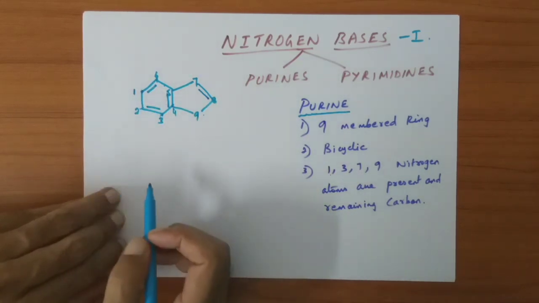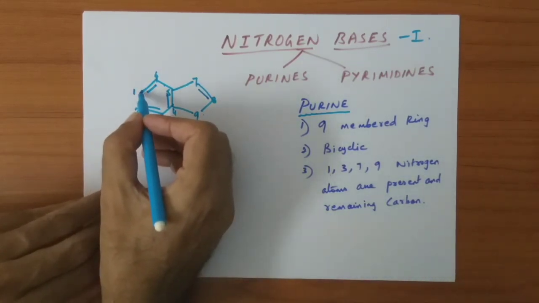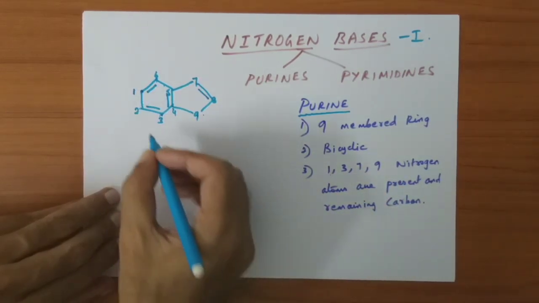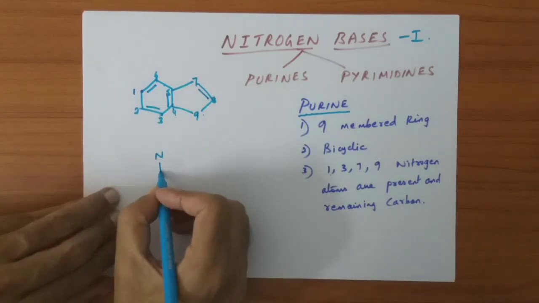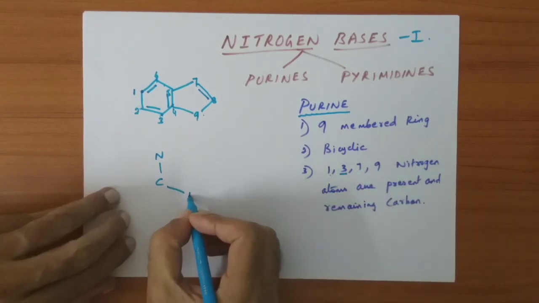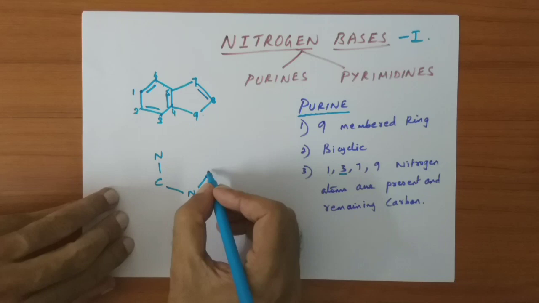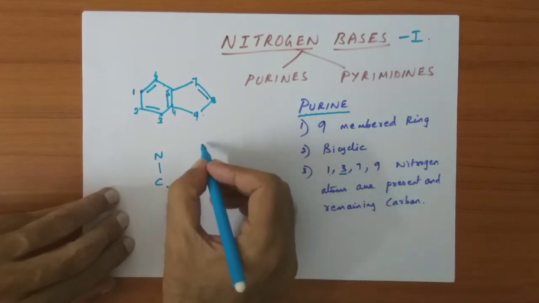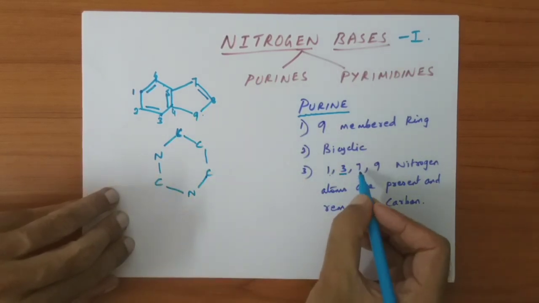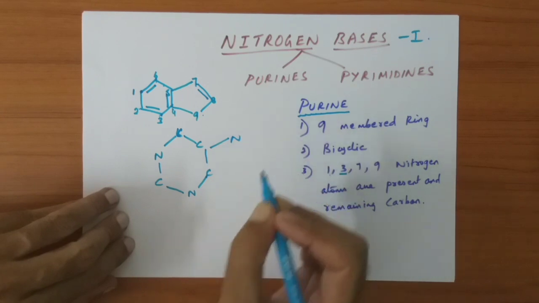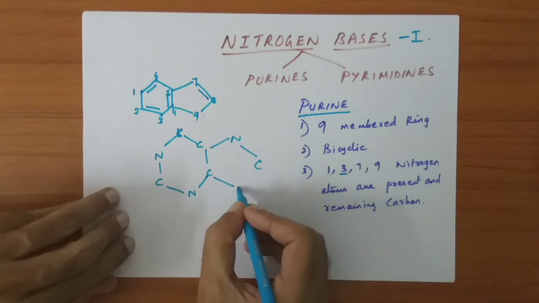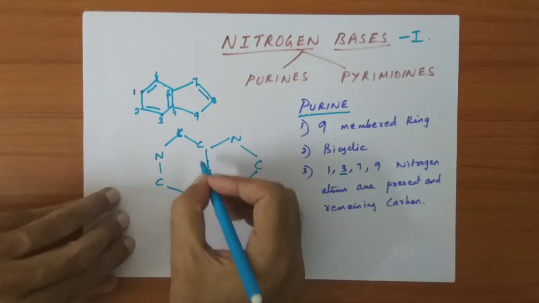Now let us replace with the atoms. When we take positions 1, 3, 7, 9, we know they are nitrogen. So the first position I will make nitrogen. The second position is carbon. The third position I will go with nitrogen. Then the fourth position carbon, the fifth position carbon, and the sixth position will be carbon in this case. At 7 we get a nitrogen, so the 7th position I will go with nitrogen, 8 will be a carbon, and the 9th position will be a nitrogen. I can join this.